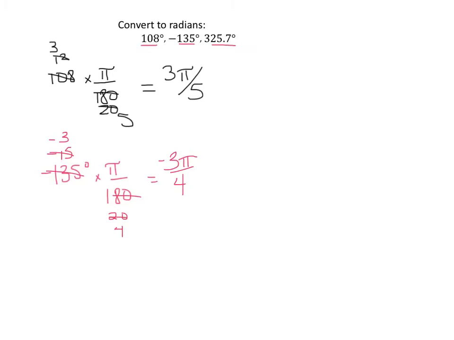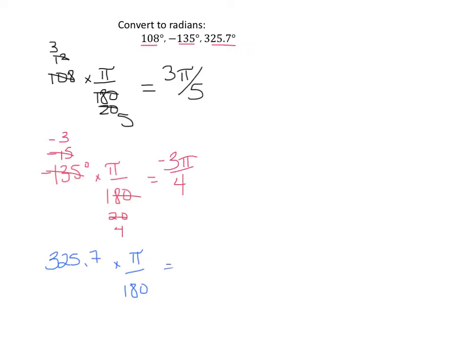The last problem, 325.7, we will again multiply by pi over 180. For this problem, I'm not going to leave my answer in terms of pi, and the reason is because there's no way to simplify this without having decimals. The rest of them simplified into very neat fractions in terms of pi. This one won't. So I will just plug this whole thing directly into my calculator.